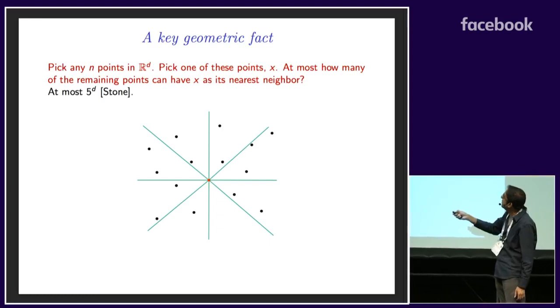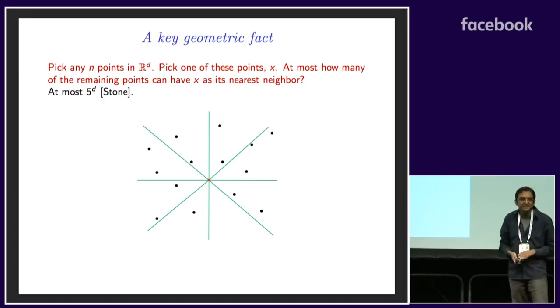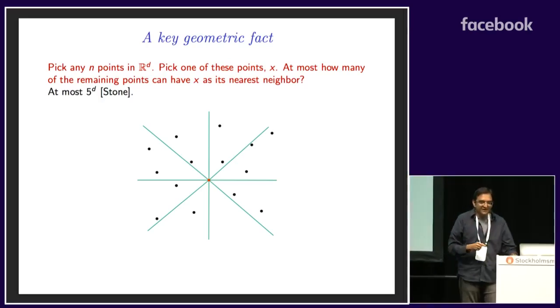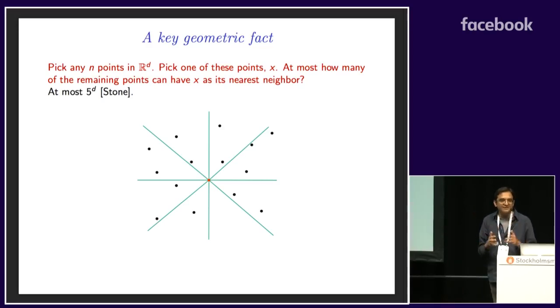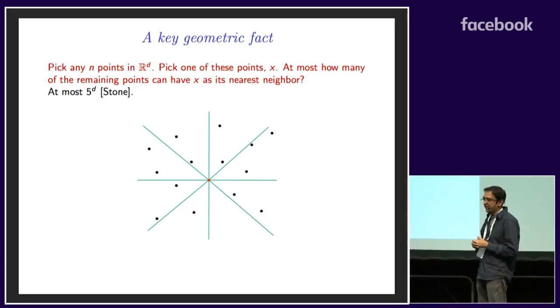Now, within each cone, how many of the points that fall in this cone can have this as its nearest neighbor? Only one of them. Only the very closest one. Because the cones are so thin that other points, like this one, will actually be closer to this than to the red point. And so by this particular argument, this is how one resolves this issue. And this comes up over and over again, okay?